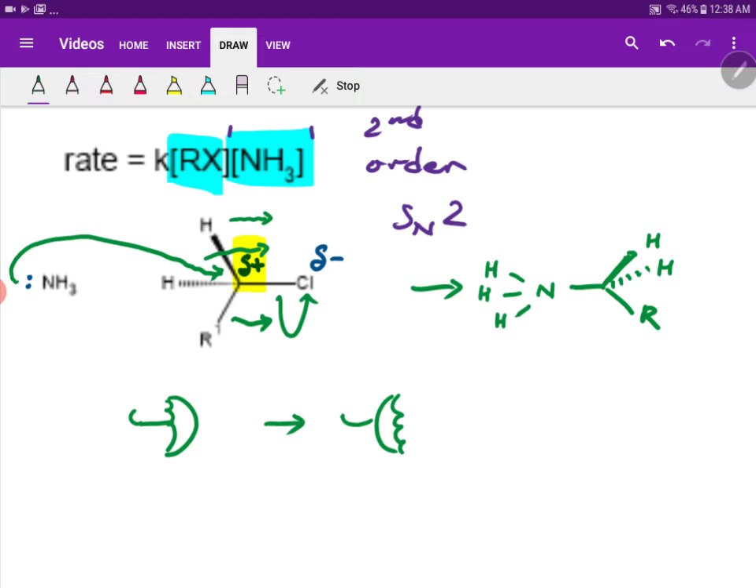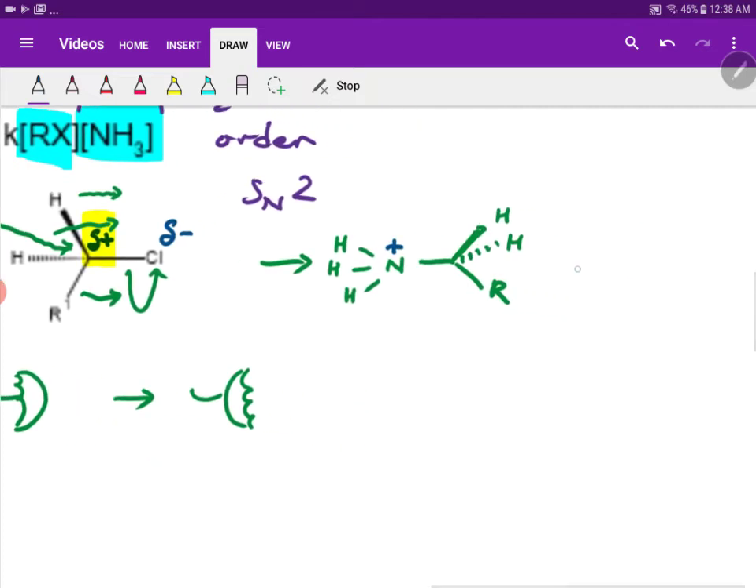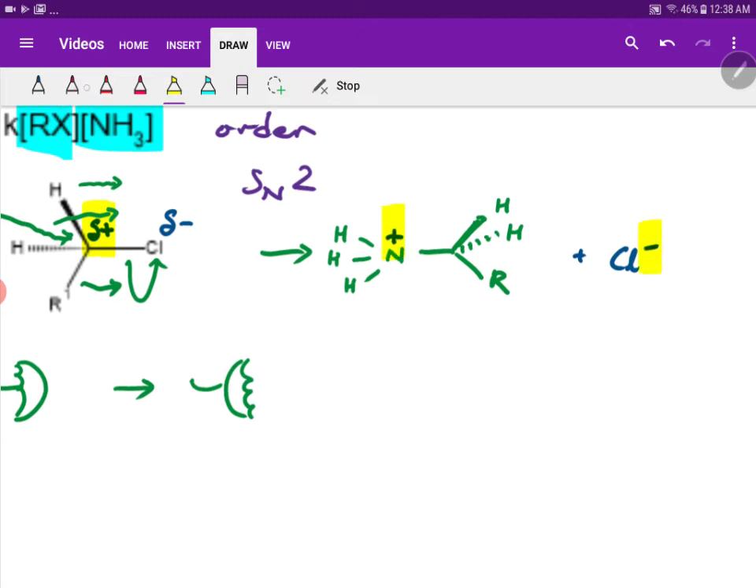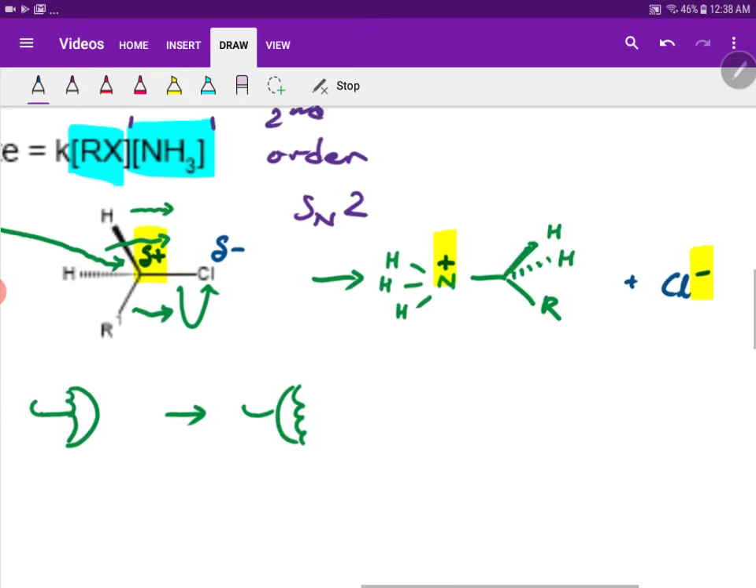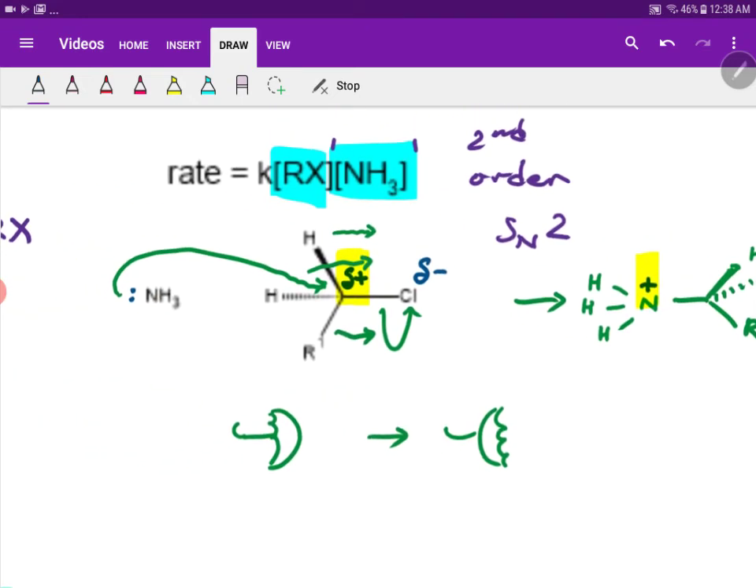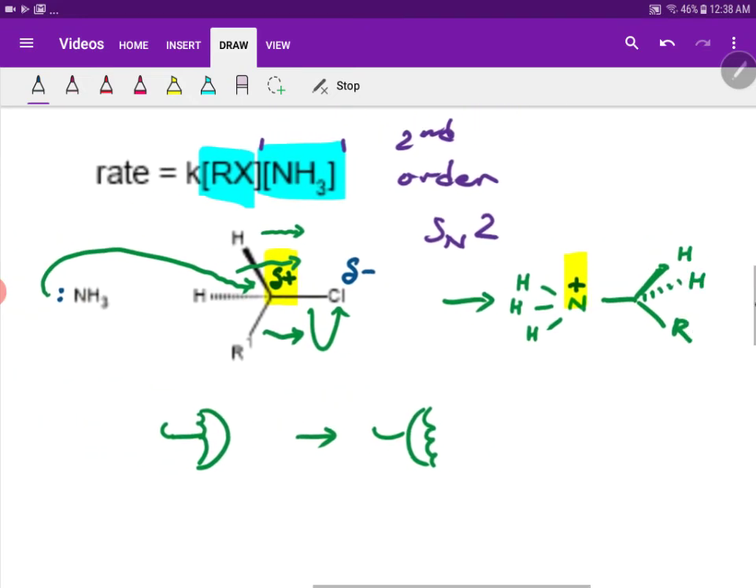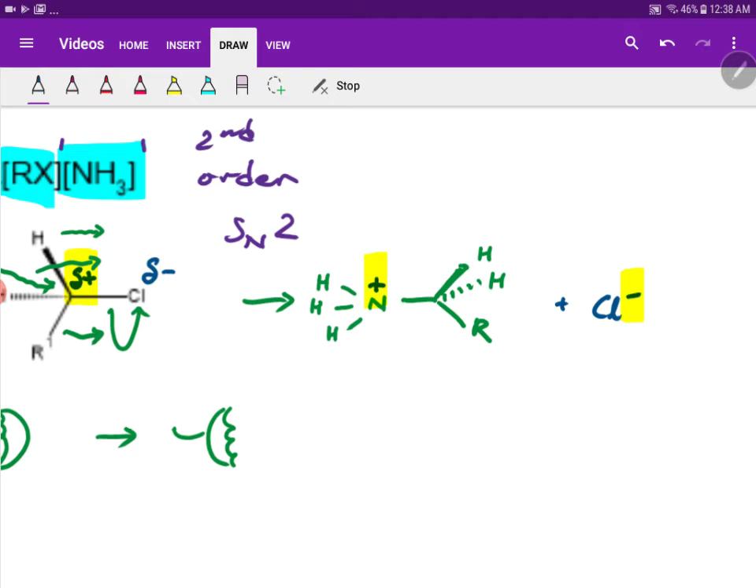What you need to take note of is the charge on the nitrogen atom, because it was neutral, it gave electrons, and then it kicked out the Cl minus. So you also have Cl minus at the other end. If we take a look at the charges, it is balanced, because the initial reactants are not charged, they are neutral. So the final product should have a conservation of charges.